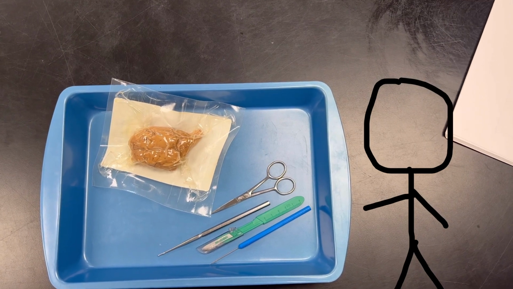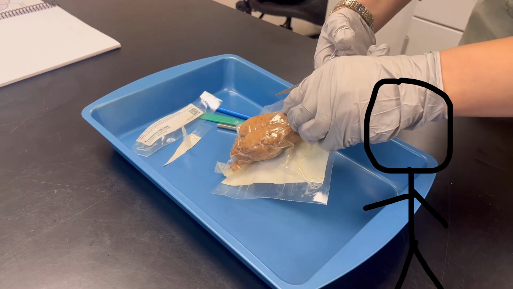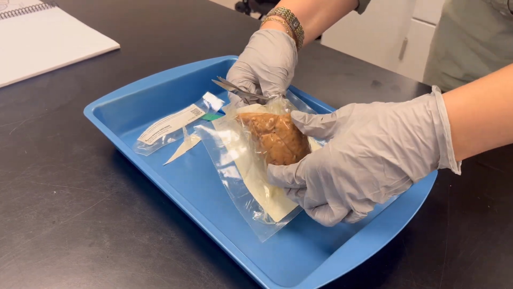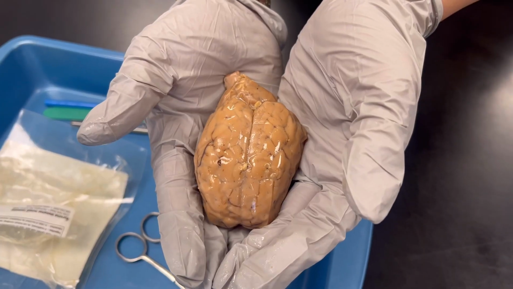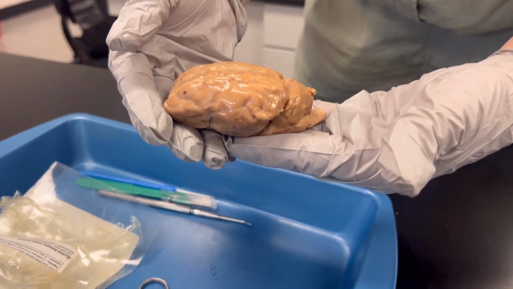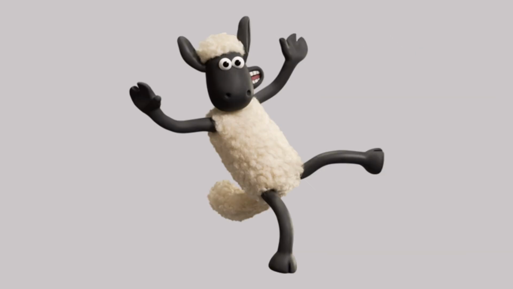Alright, let's talk about brains. I got a brain, you got a brain, he got a brain, we all got brains. And in this case, we're going to be dissecting a sheep's brain. A key difference between a human brain and the sheep's brain is its orientation. Humans are bipedal and sheep are quadrupedal. But that is a whole other conversation.